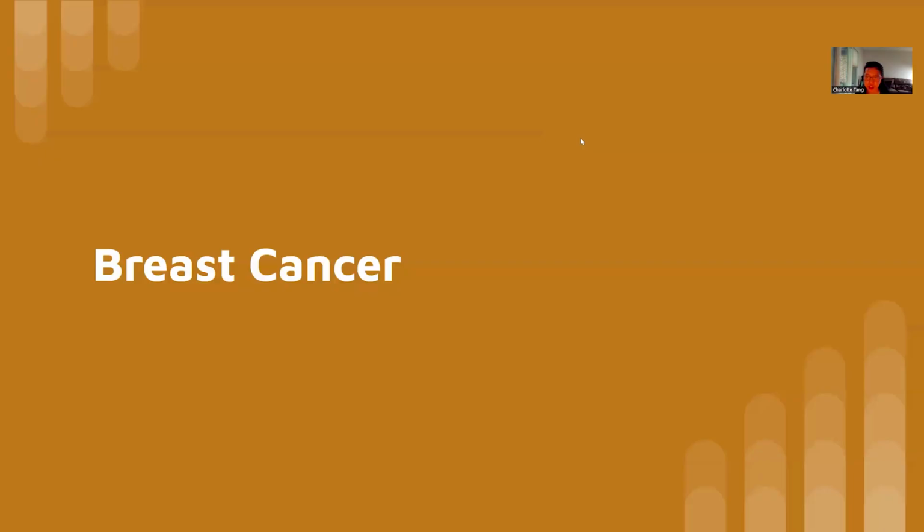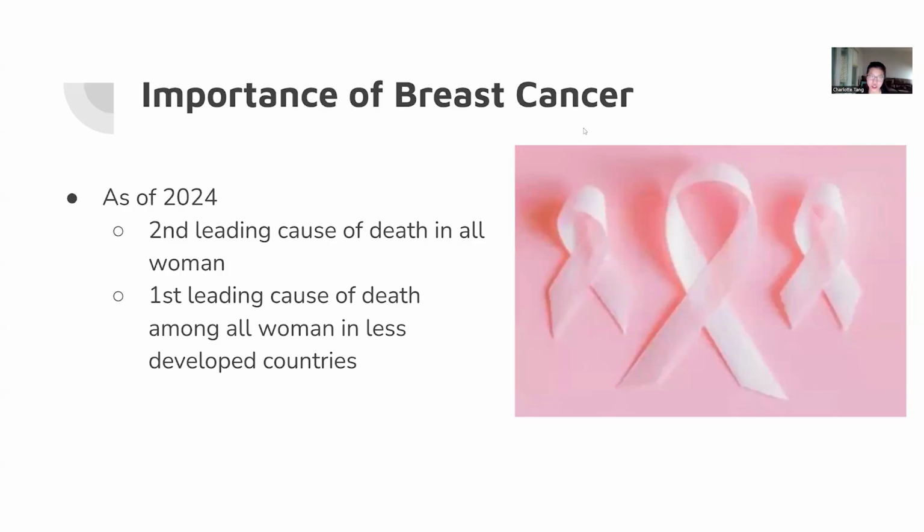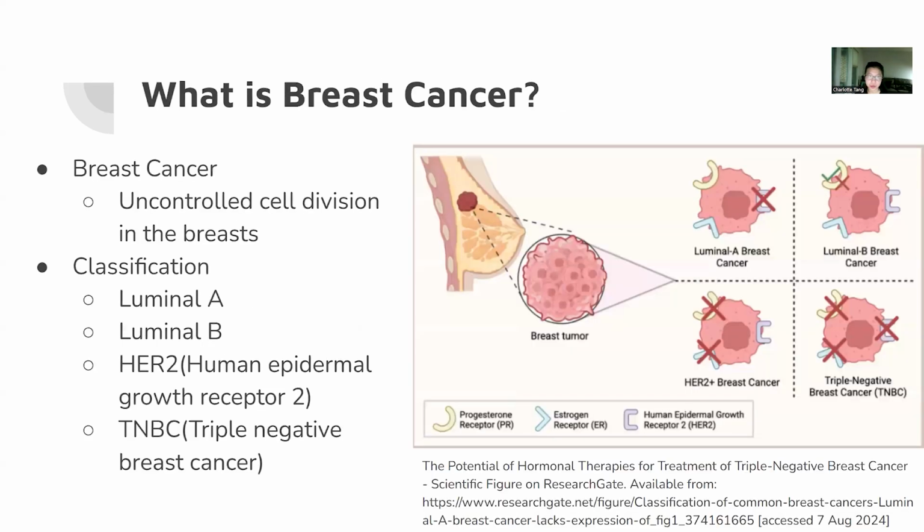Essentially, first of all, we want to talk about why breast cancer is important. As of 2024, it's the second leading cause of death in all women and the first leading cause of death in all women in less developed countries. Additionally, in recent years, breast cancer has been on the rise, highlighting the need to find a solution to such a pressing issue.